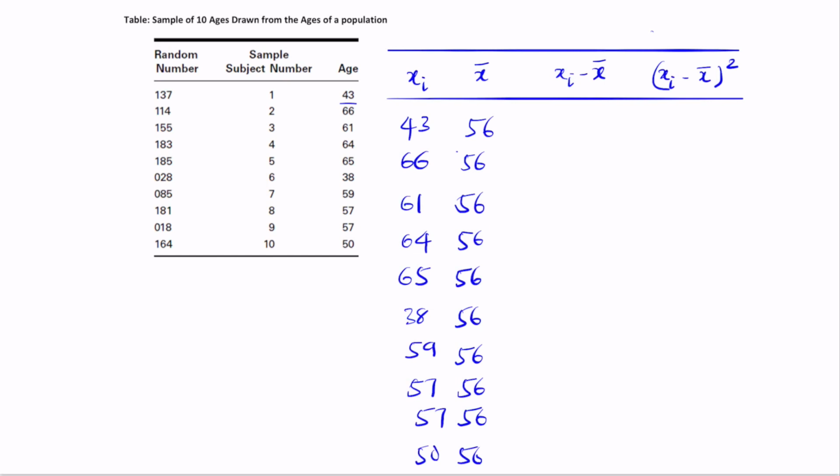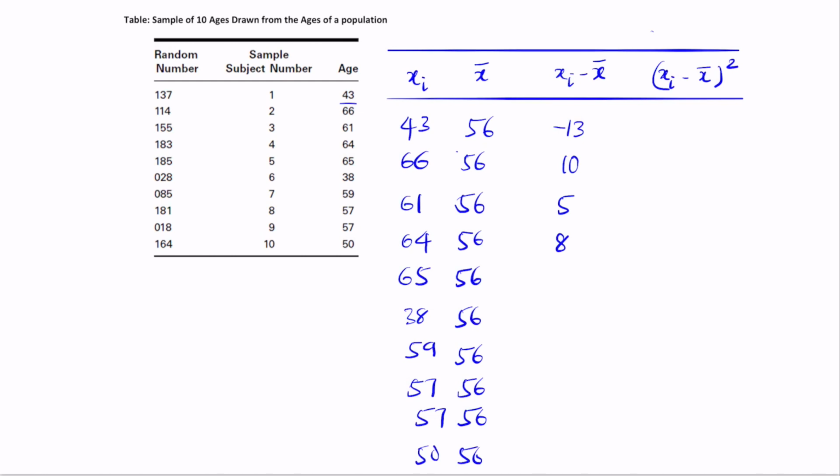Try to use a calculator, don't do it manually. Let's take the first value, 43 minus 56. That gives you negative 13. 66 minus 56 gives you a value of 10. 61 minus 56 gives you a value of 5. 64 minus 56 gives you a value of 8.